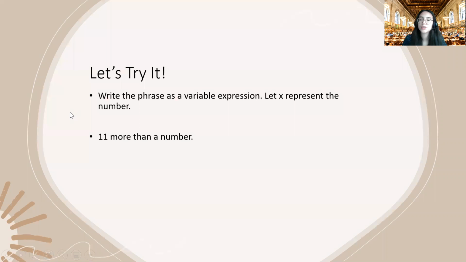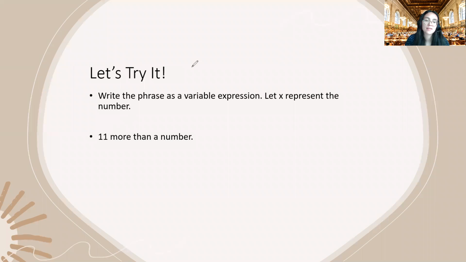So the best way to learn how to translate phrases into variable expressions is to actually try it. So here is our example. We're told to write the phrase as a variable expression, and they are letting us know to let x represent the number. So here's our example, 11 more than a number.